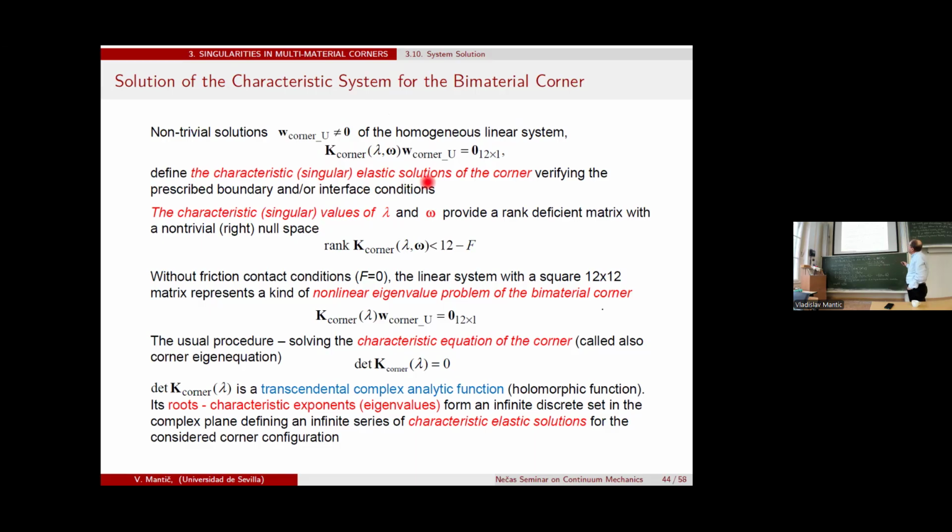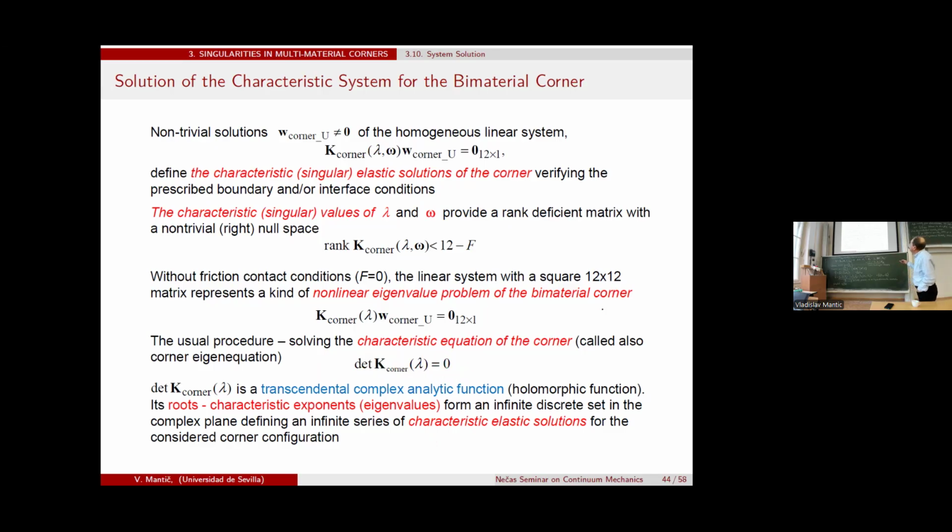So this is a homogeneous linear system. To solve it, we are looking for a non-trivial solution. If we have frictional conditions, the rank of this matrix is 12 minus F. And we are looking for non-trivial solutions. So if we have no frictional condition, we look for the determinant of K corner equal to 0. This is, let's say, quite a standard way to proceed.